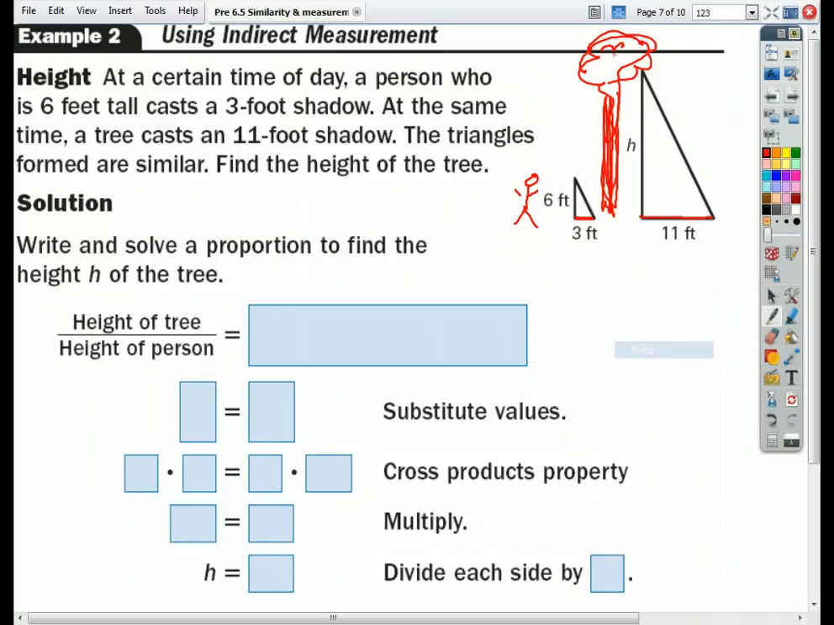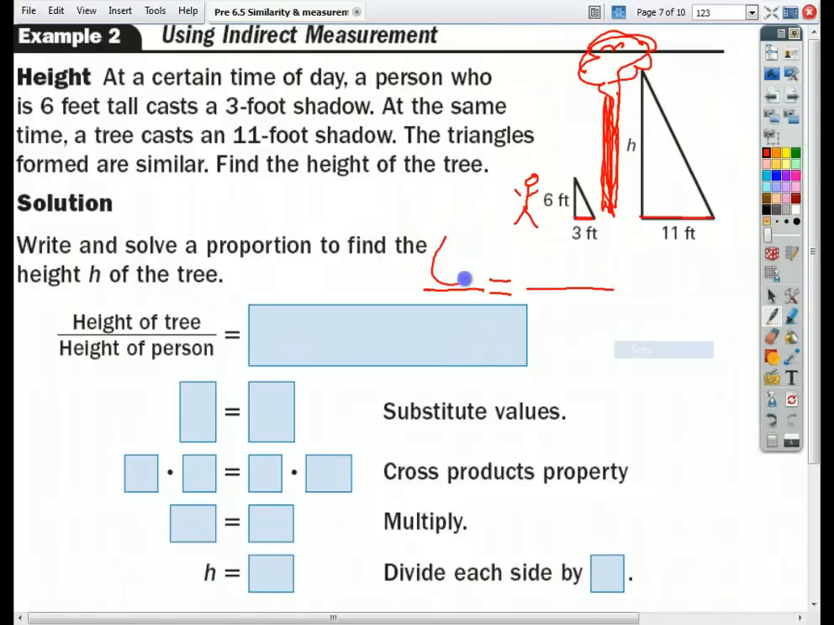Now we're good. So, at the exact same time of the day, these are the shadows they cast. We need to find the height of the tree. How do you suppose I'm going to do that? Set up our proportion. Line equals line. Now we've already learned that there's about 4 ways we can set this up. I'm going to fill in one of the blanks and then we'll go from there.